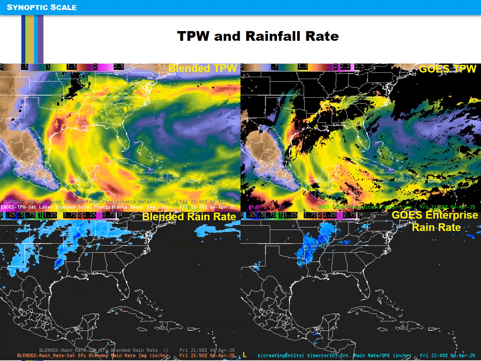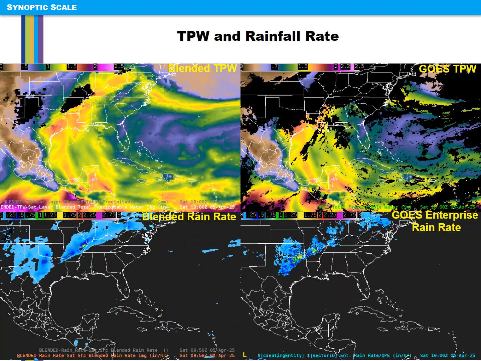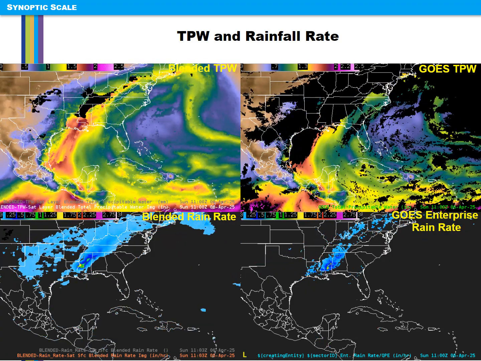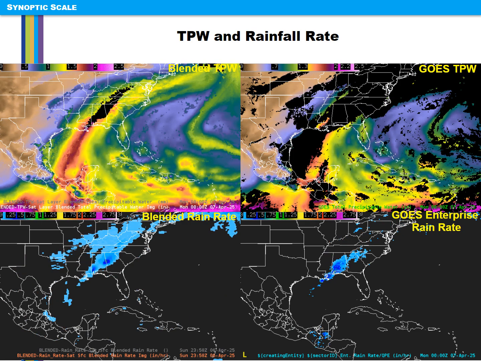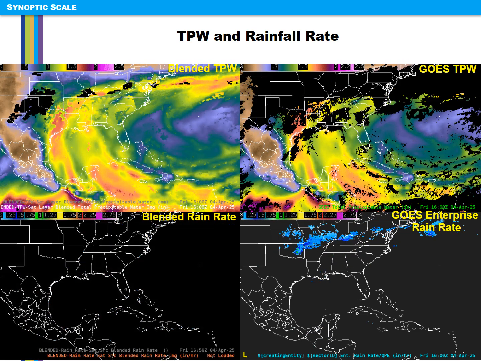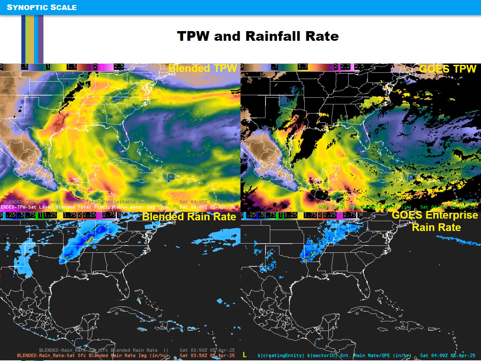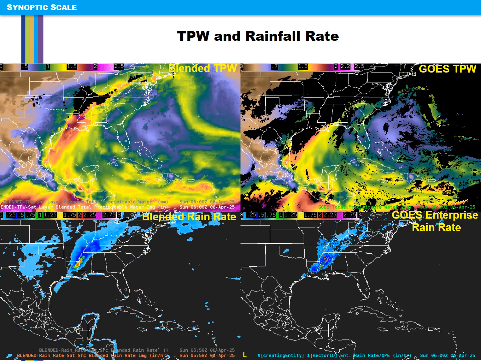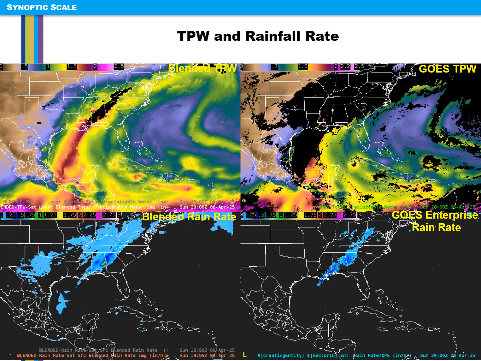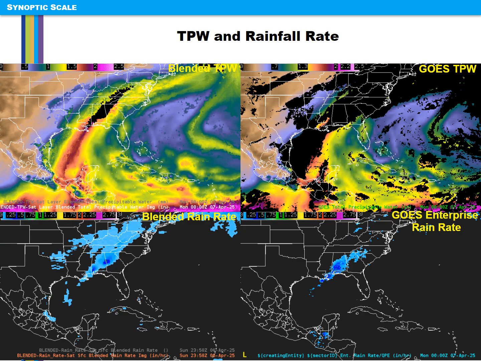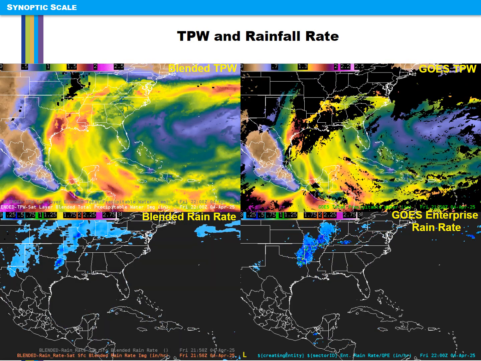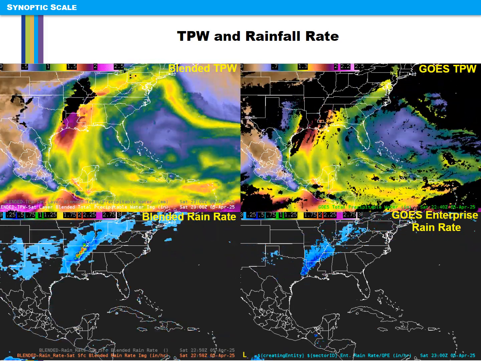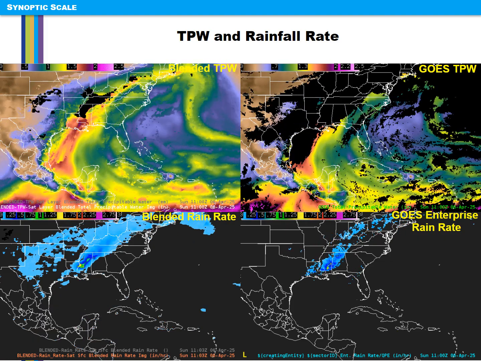In this 4-panel display, we are looking at total precipitable water depicted from 2 different products on the top 2 panels, and on the bottom 2 panels we are looking at rainfall rate expressed in inches per hour from 2 different products. Starting with the upper right panel, this is the GOES total precipitable water product like we just looked at on the previous slide. The product is available every 10 minutes, but I've time matched this animation to the blended TPW product to produce a longer animation. Note that cloudy regions are masked out.